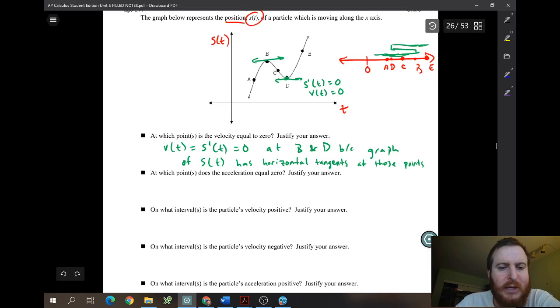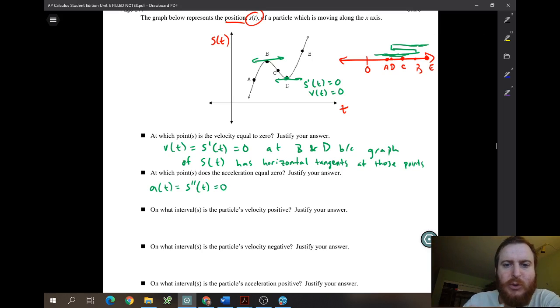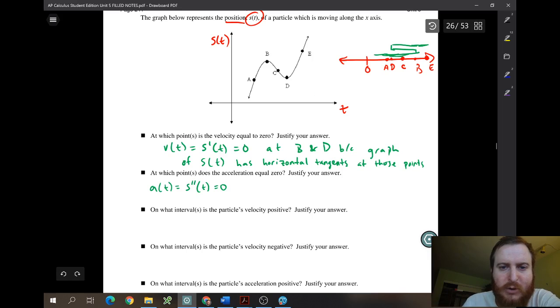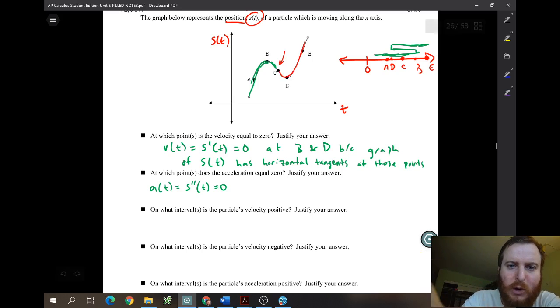Okay, at what point does the acceleration equal 0? This one's a little bit trickier to find, but acceleration of t, how does that compare to s? That's the second derivative of s of t. So we want to know, when does that equal 0? Well, that equals 0 when we're changing concavity. So when we go between concave up and concave down, if we look at this graph, it looks like it starts off concave down, and then somewhere, right about C, it changes to concave up. So it looks like C is where it changes concavity. So that would be where S double prime of t equals 0.